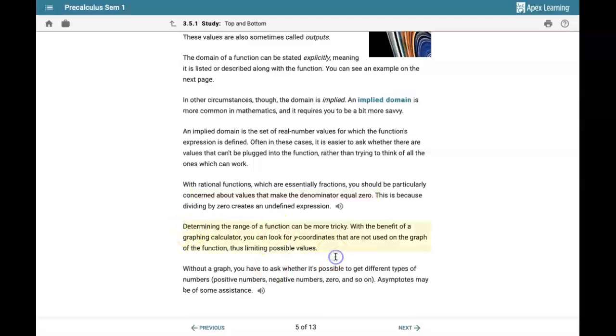Now, determining the range here, as it says, can be a little bit more tricky. And this is where really utilizing your graphing calculator is going to come in handy, because if you utilize your graphing calculator, you can now see the shapes of graphs rather than trying to look at an equation or guess based on what information you're given.